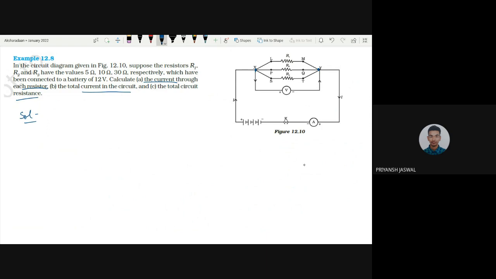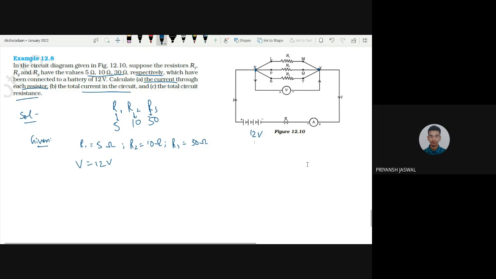And these R1, R2, R3 values are given as 5, 10, 30 respectively. Respectively means that if I write R1, R2, R3 like this and 5, 10, 30 like this, the first value goes with the first, the second with the second, the third with the third, and so on. So R1 is 5 ohm, R2 is 10 ohm, and R3 is 30 ohm. So battery voltage is 12 volt.